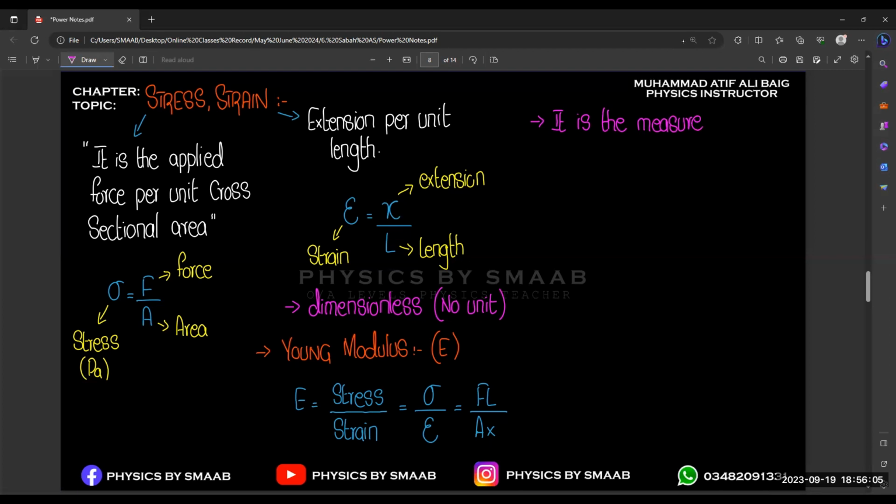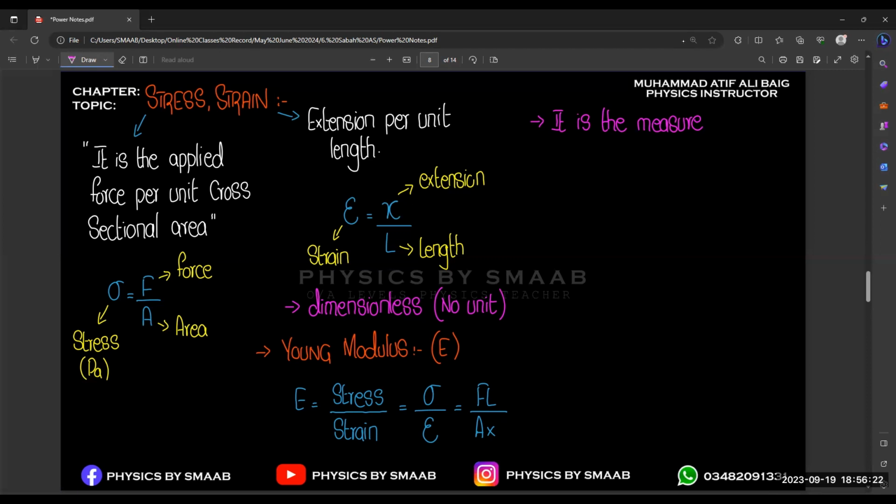For Young modulus, you will get the same SI unit, pascals, right? Because L and X are both lengths, so the units cancel out each other, and again you get the same SI unit. In simple words, Young modulus is the ratio of the tensile stress and tensile strain.